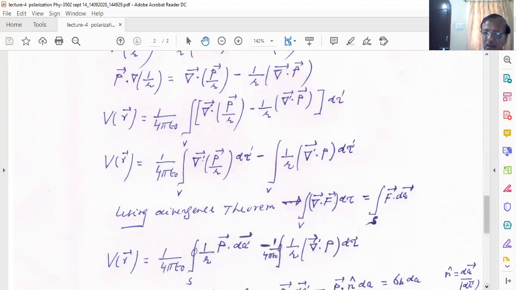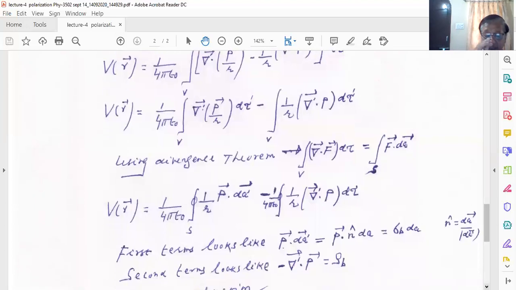Okay, and now look at this. We have studied the polarization law. The first term, P dot dA prime, looks like this. And the unit vector n is vector dA prime upon dA prime. You see this is dA prime. Please remember this is dA prime notation, so please write down dA prime here.